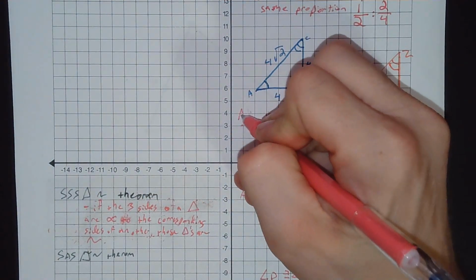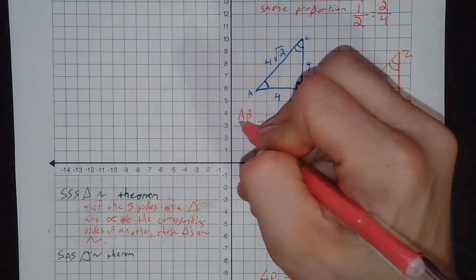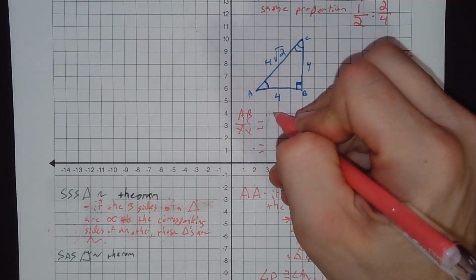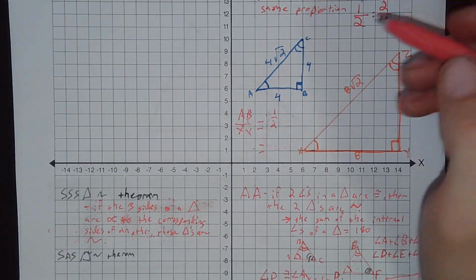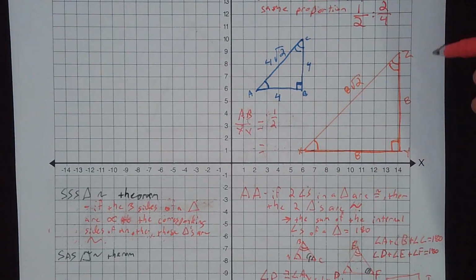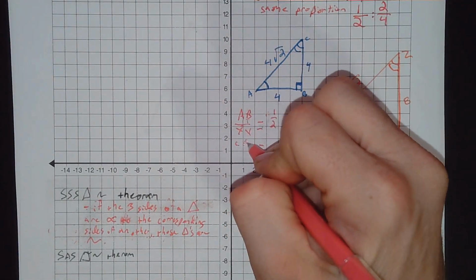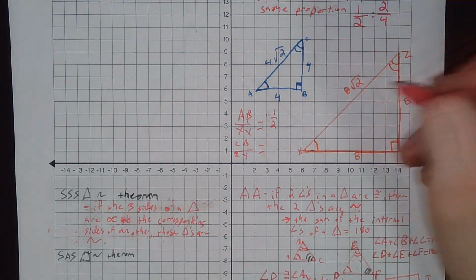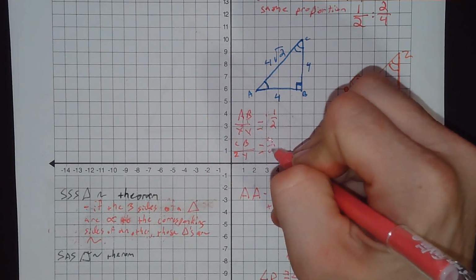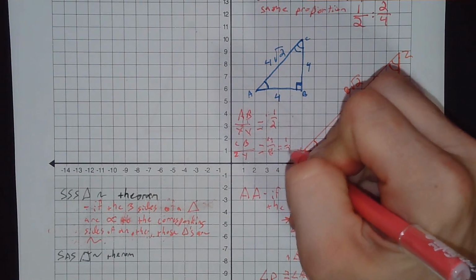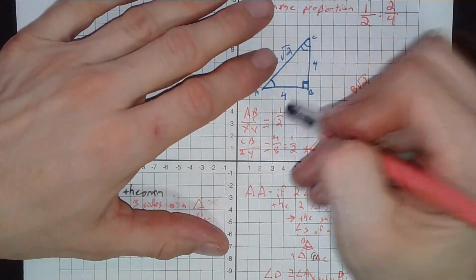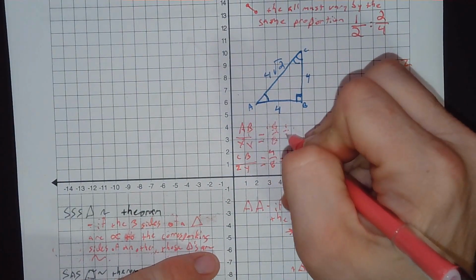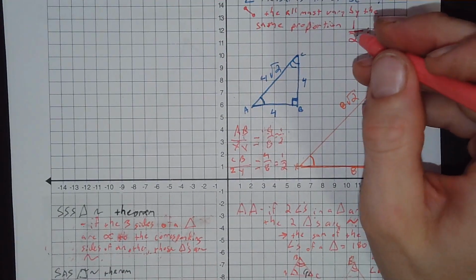All right, so this is AB over XY. This would be AB over XY. This would be 1/2. Man, this was wrong. All right, and then this would be CB over ZY, and that would be 4 to 8, which would be 1/2. All right, so this would be 4 to 8, which is 1/2.